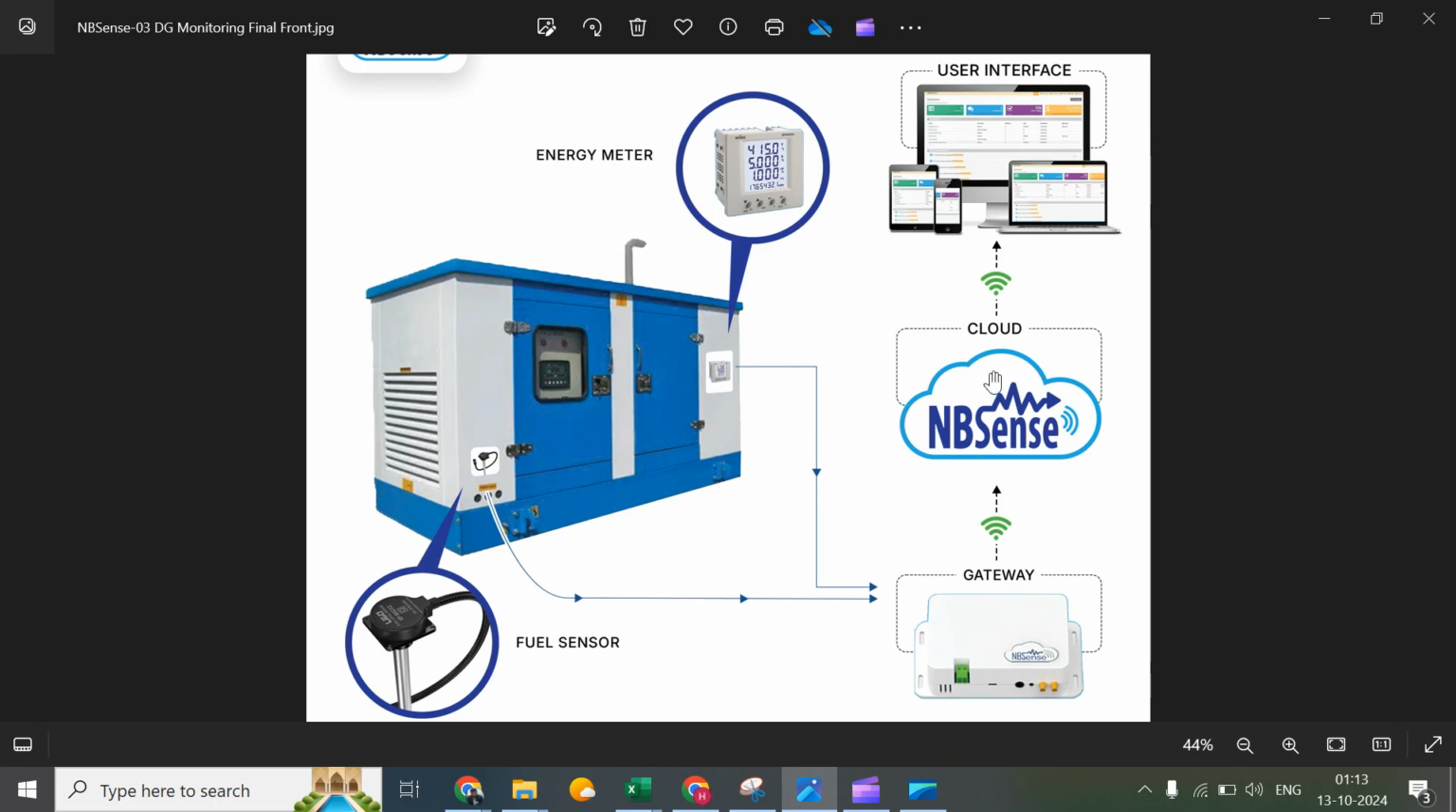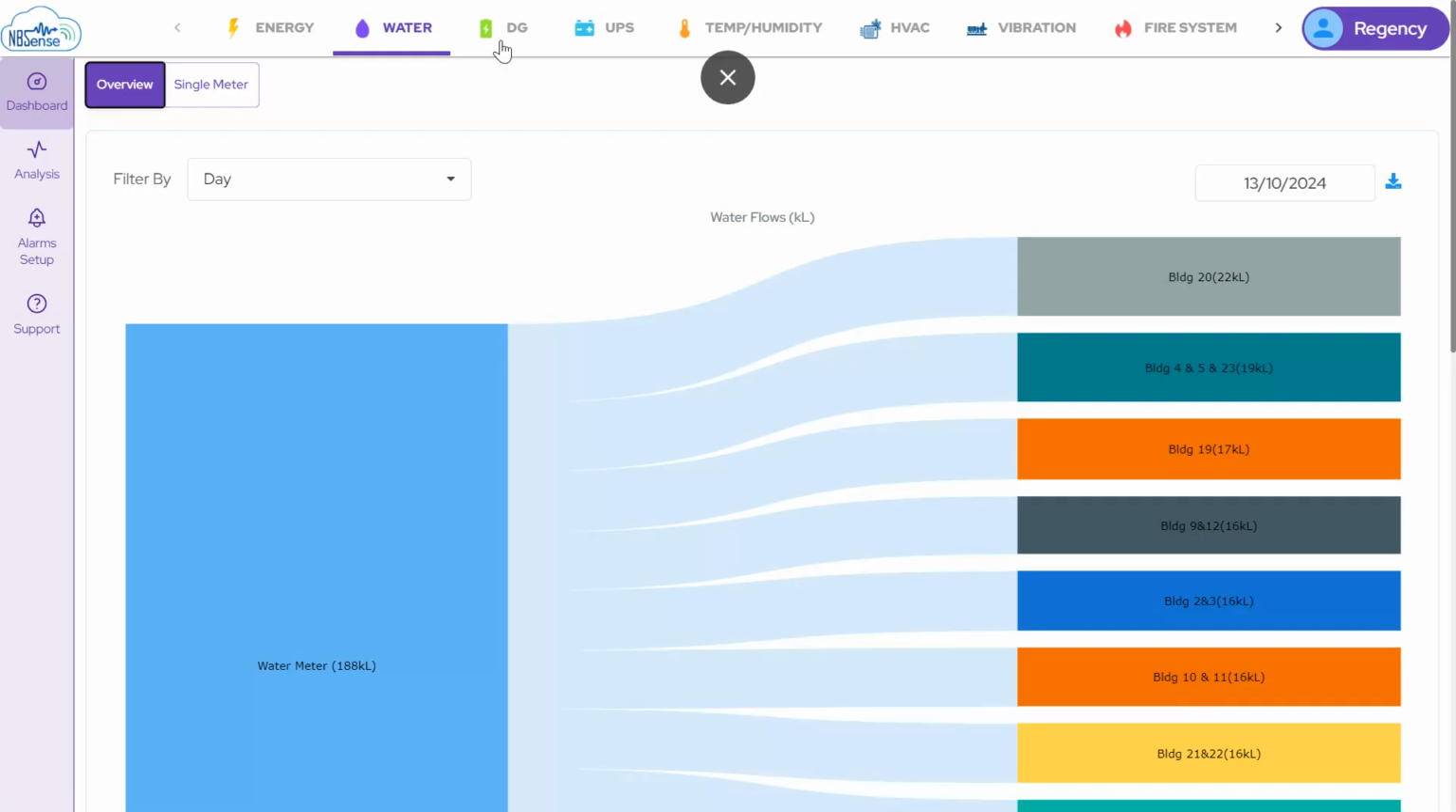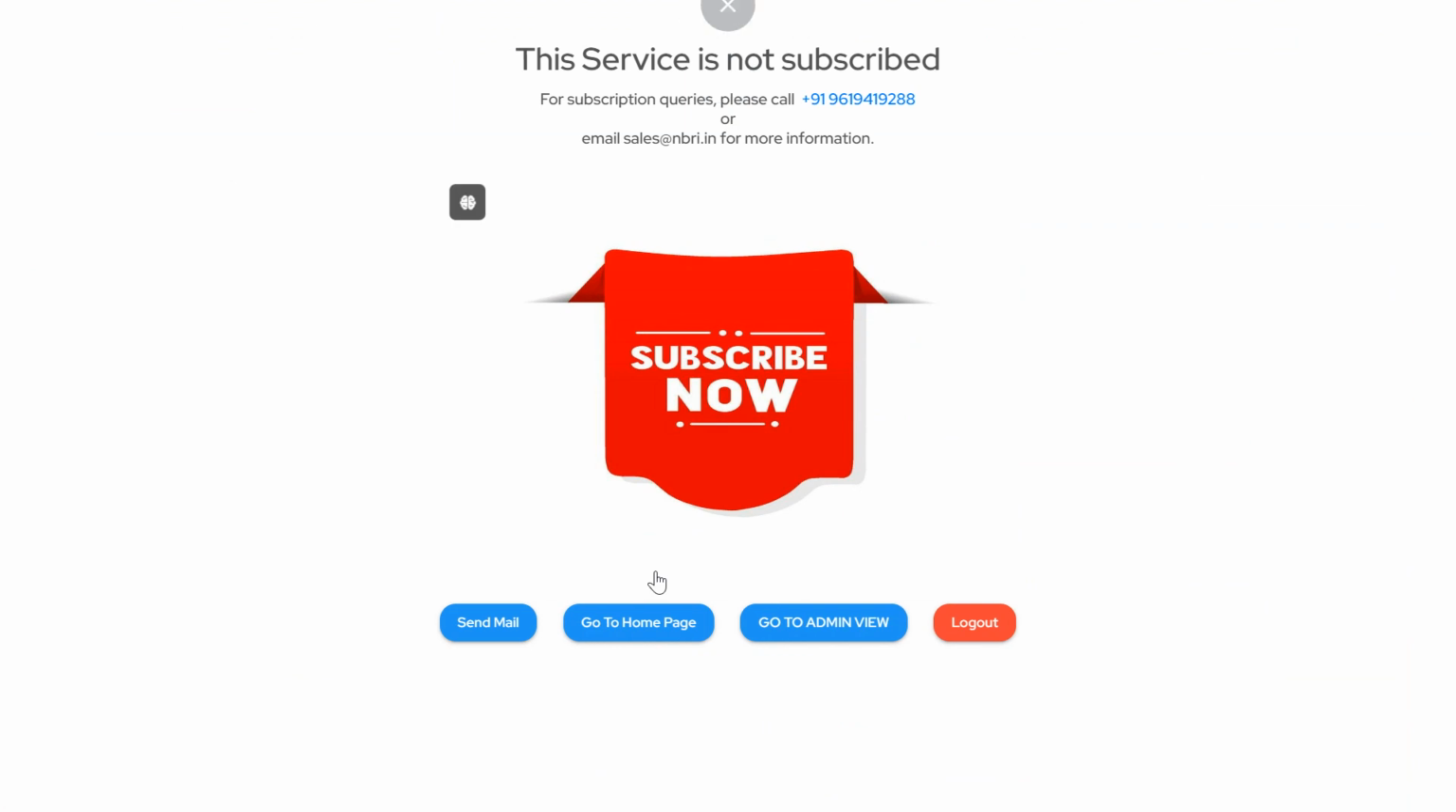we can send this data to our cloud, and from the cloud and our backend integration, we are getting the dashboard insight or the final deliverables. So let's jump onto the final dashboard and see how it looks. This is our product, the DG. DG stands for diesel generator.